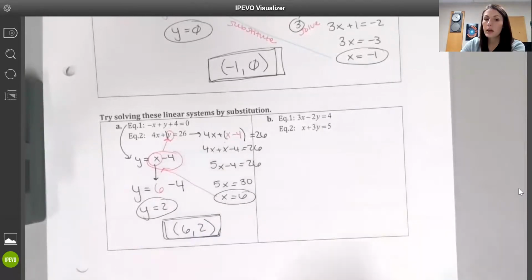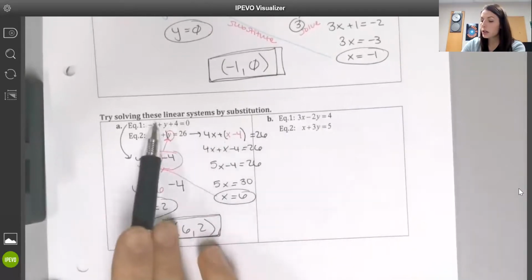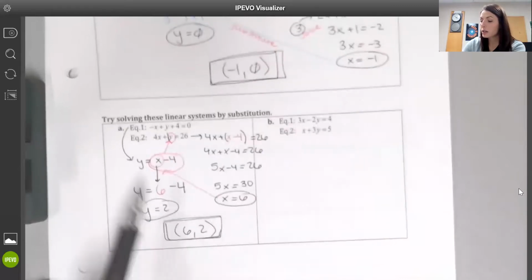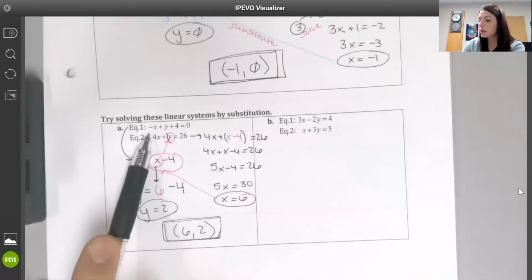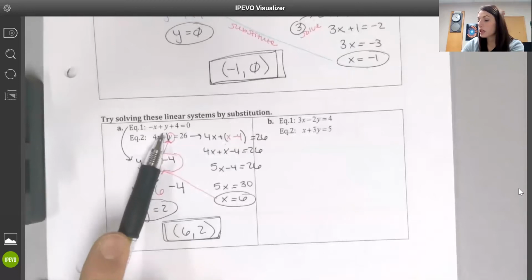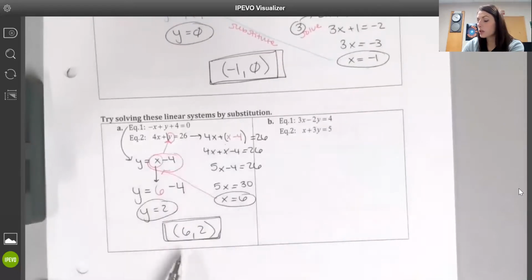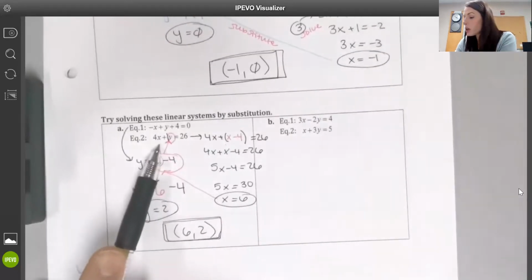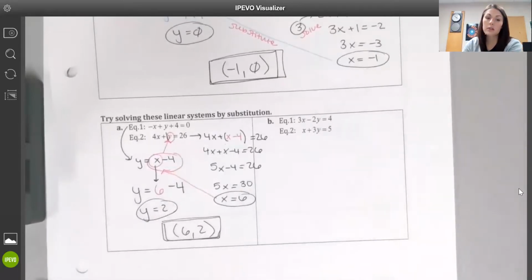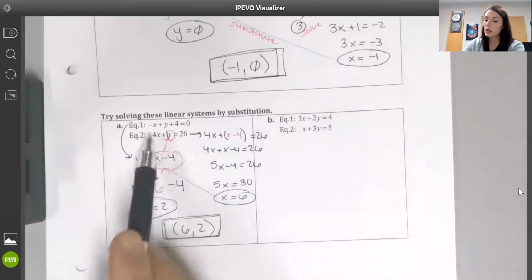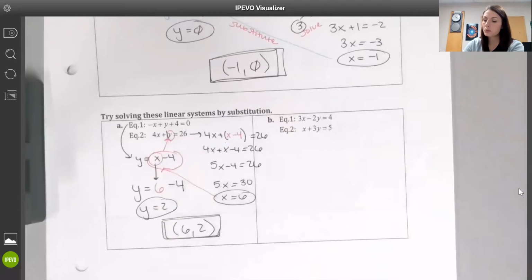Okay. And I could check it real quick. So -6, right? Because plugging in 6 times -1 gives -6, plus 2 is going to give me -4, plus 4 gives me 0. Good. 24 plus 2 gives me 26. Okay, so I'm just doing a quick check up above before moving on.